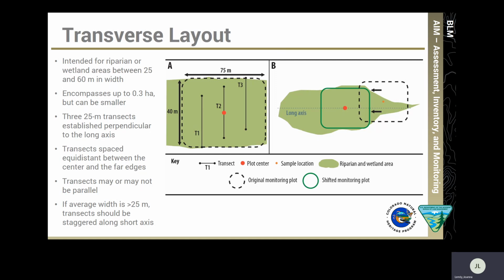This illustration shows them being parallel, but if the system is slightly curved, the transect should stretch across and perpendicular to the long axis at the point where they are established. If the average width of the plot is greater than 25 meters, then the transects should be staggered along the short axis so that the center transect, transect 2, is centered in the middle of the width, but transect 1 and transect 3 start on opposite sides of the monitoring plot.